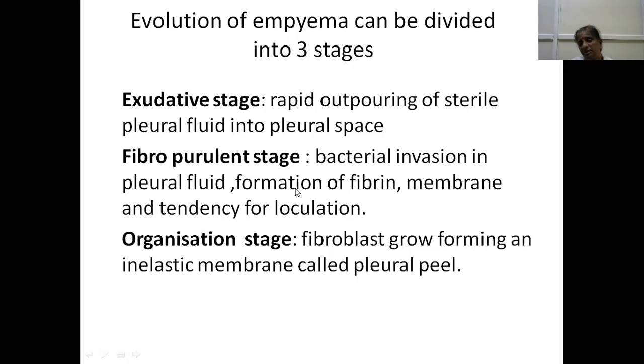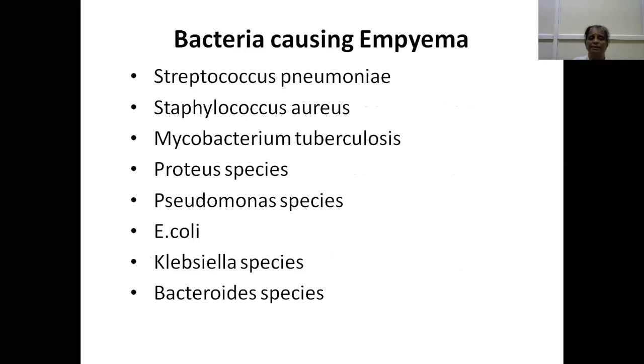But if the patient delays even further, then it will go into the organization stage, where fibroblasts grow, forming an inelastic membrane called pleural peel. Thick fluid will be there, and pleural peel formation will occur, where there will be shrinkage of the chest wall because of the fibrosis. So chest wall narrowing, crowding of ribs, and drooping of the shoulder will be there, and the mediastinum will be pulled to the same side.